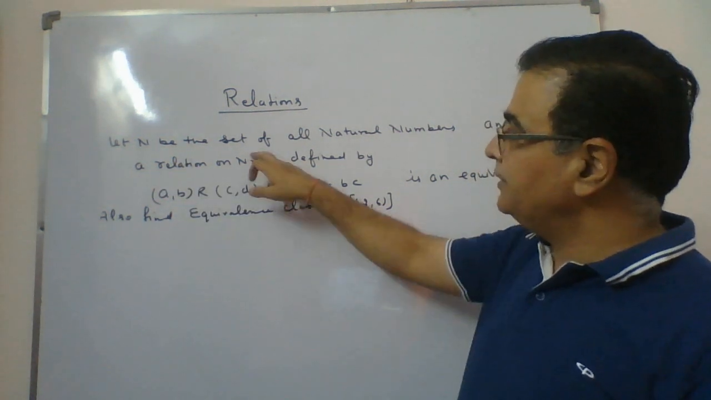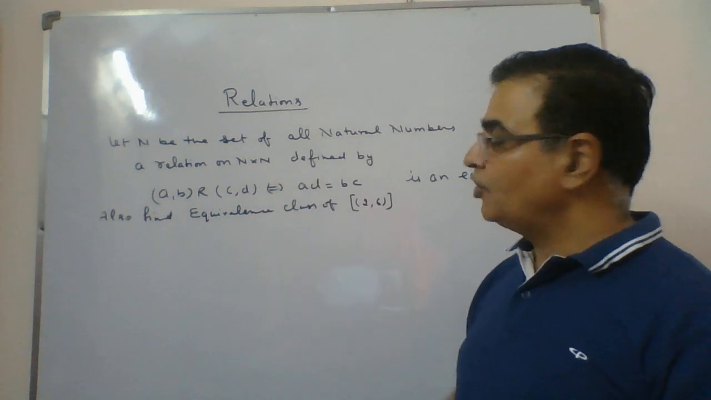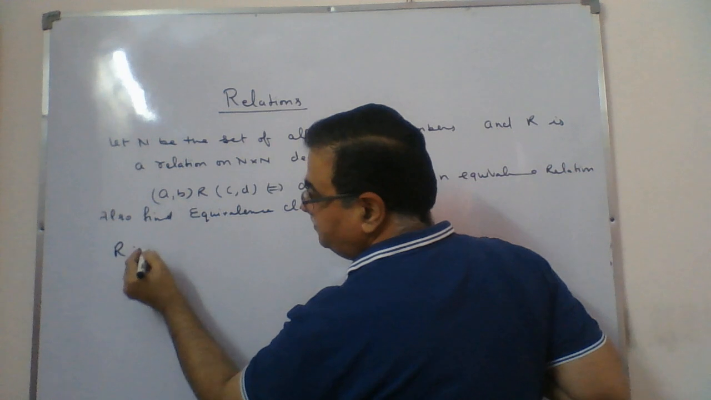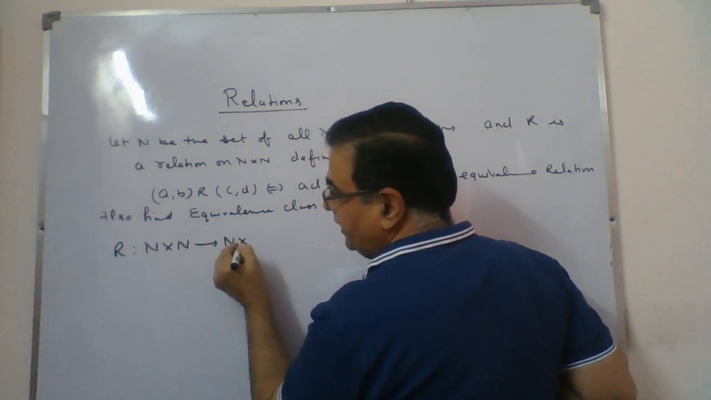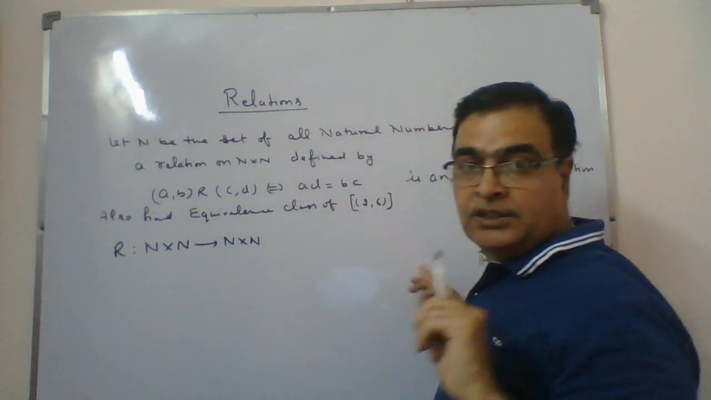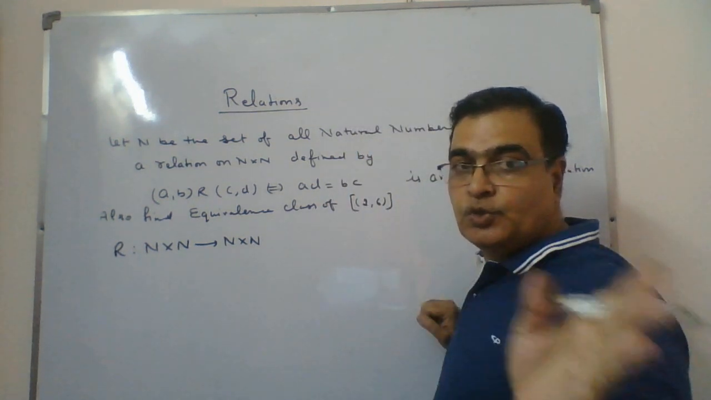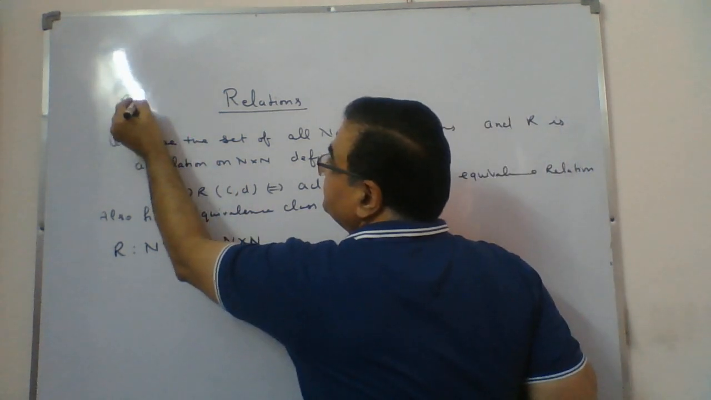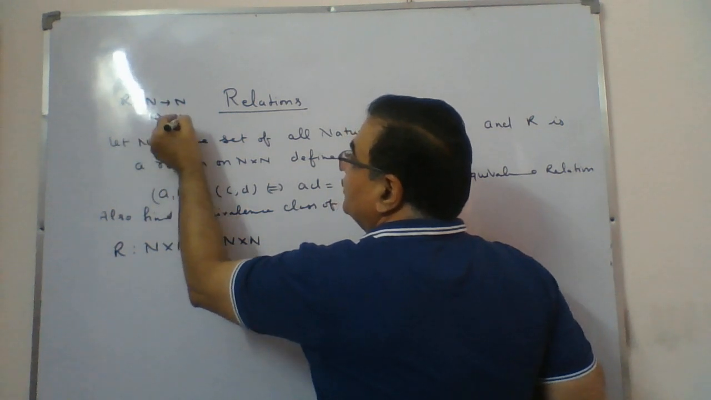The question says let N be the set of natural numbers and a relation is defined on N cross N. That means the relation is going from N cross N to N cross N. Till now we were having relations on a single set to the same set, that was natural to natural, whole number to whole number.